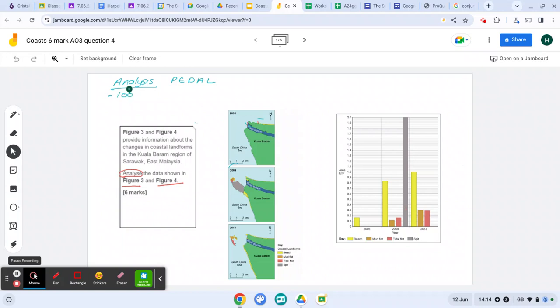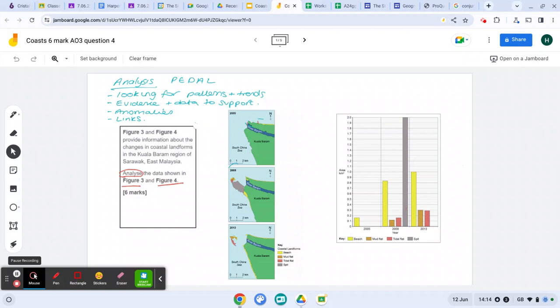So we're looking for patterns and trends, using evidence and data to support those. Can we find any anomalies? You won't always be able to find anomalies, so don't go searching for them if there's nothing obvious there. And then making links.